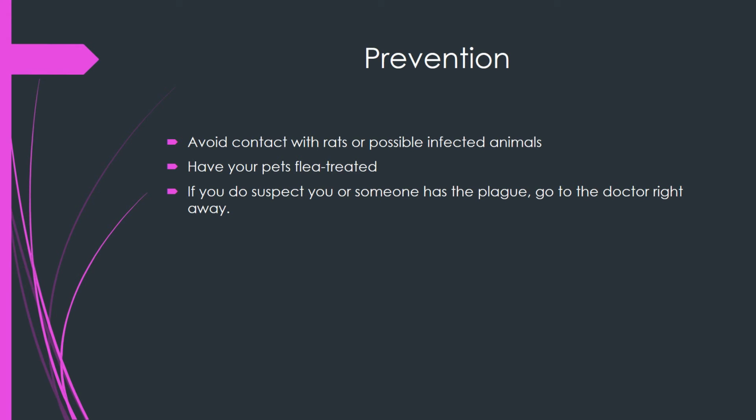Prevention. Prevention is pretty simple. Just avoid contact with rats and possible infected animals, and have your pets flea treated. I think it's like the third or fourth time I said that, but that's the best thing you can do for you and your pet. If you suspect you or someone has the plague, you need to go to the doctor right away, and you need to get on antibiotics. It's not something to play around with. You only have a few days before it gets worse, and if it ever gets to the pneumonic plague, you're pretty much dead.